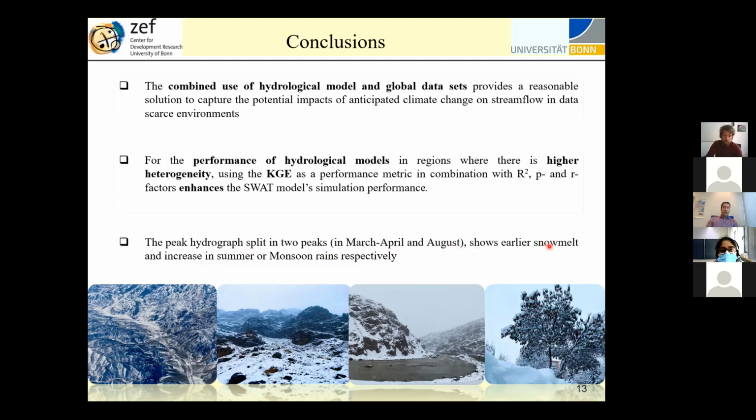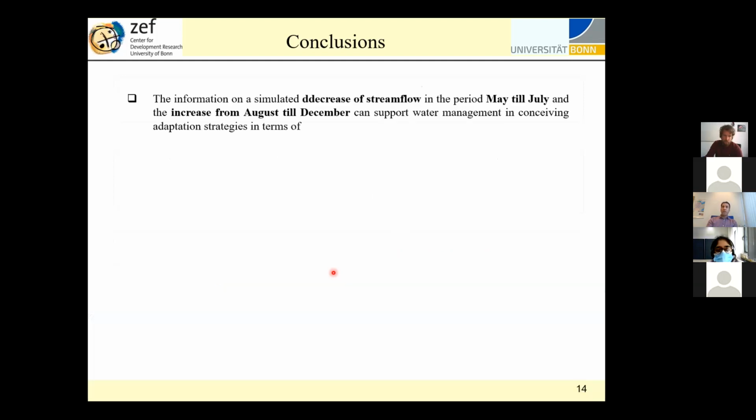As I said earlier, the peak hydrograph shifts to March and April, and in August, showing earlier snowmelt and increase in summer monsoon rain, respectively. So that's where policy interventions are required in order to address these issues, and perhaps go for some adaptation strategies. And what are those adaptation strategies? When we have these conditions, for example, we are not mentally ready, that we expect maybe a flood in March and then another flood in August.